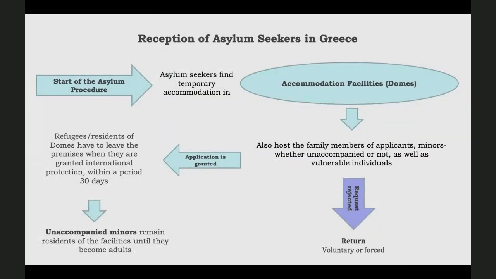As for Greece, accommodation facilities, IDOMES, as we call them, offer temporary accommodation to asylum seekers, their family members, minors, either accompanied or unaccompanied, and vulnerable individuals. Well, in the case of Greece, recognized refugees have to leave the premises within 30 days from the moment of the granting of international protection. Therefore, they can no longer stay in reception centers as it happens in the Netherlands. However, unaccompanied minors may remain residents of the facilities until they become adults.